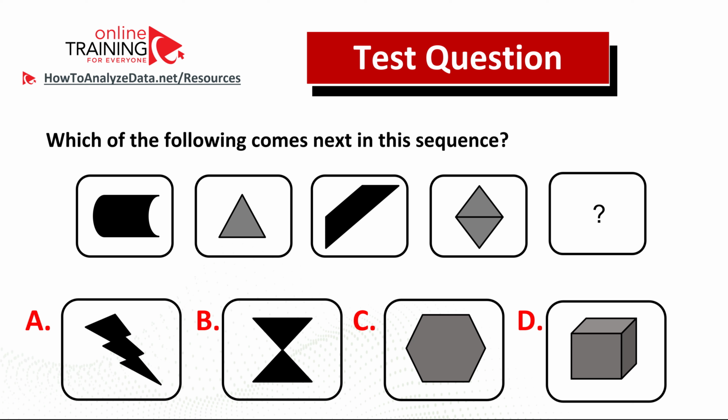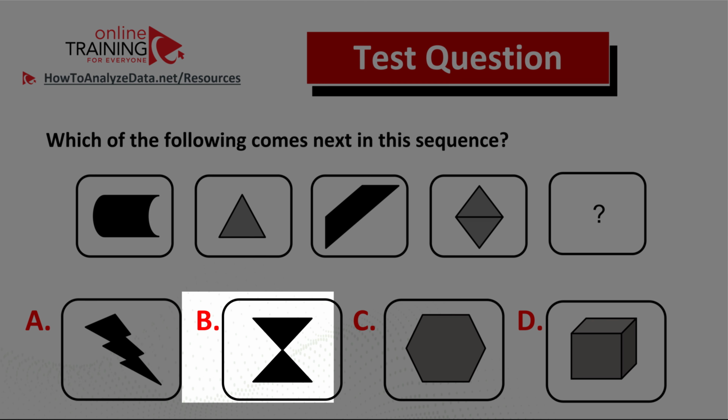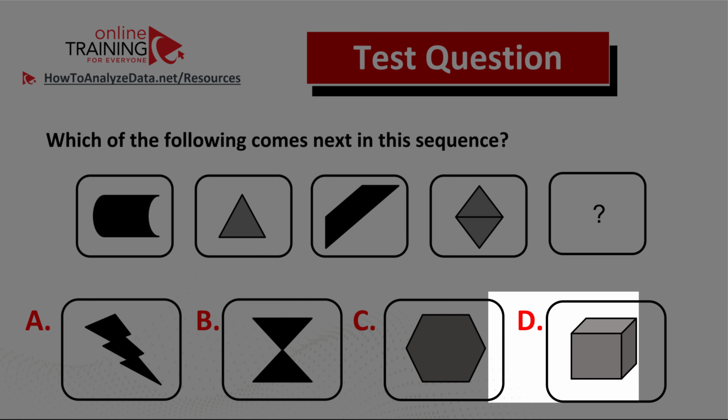And now here's the question for you to try. Please make sure to post your answer in the comment section of this video. You're presented with the sequence of objects, and you need to determine which one comes next in the sequence. Do you think you know the answer? Now might be a good time to pause this video and to see if you can come up with the correct answer. Is it lightning, sand clock, hexagon, or cube?